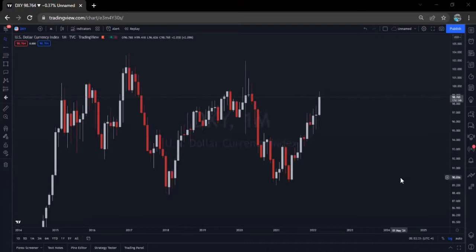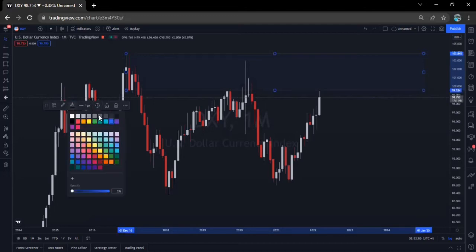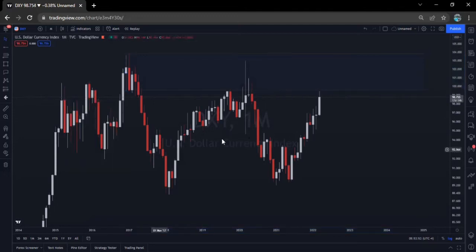After waiting for such a long time for price to move from here to here, we finally made it to our supply zone, right? Now, the question on everybody's minds right now is, in the heat of what's happening around the world with the war and everything, what's next for the dollar? If you look at the technicals, I'm not sure about the fundamentals, but if you look at the technicals, we're in supply territory.